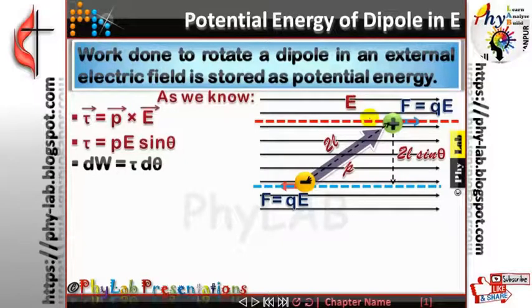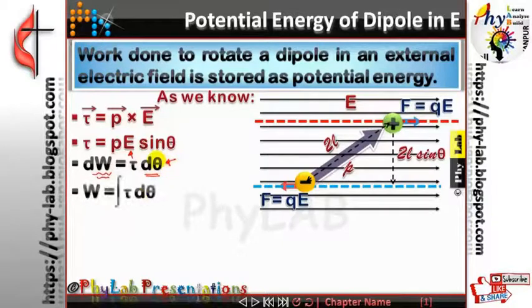Now whenever rotation occurs under the action of some torque, the field does work. So here, under the action of this particular torque, if our dipole gets rotated by a small angle d theta, then the amount of work done by the field will be dW equals tau into d theta.